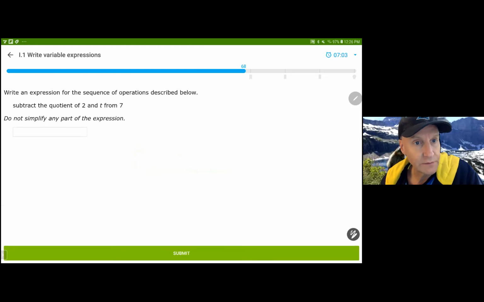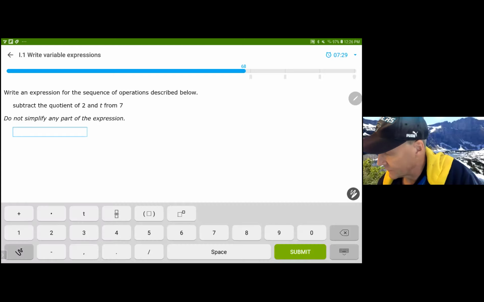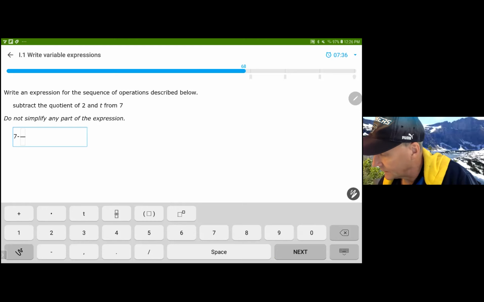Subtract the quotient of 2 and t from 7. I'm glad this one came up. The quotient, the sum, product, and difference really should always be put inside parentheses. Very important. And there's a reason. We're going to subtract the quotient of 2 and t, which is 2 divided by t, from 7. So the 7 is what we're going to start with.